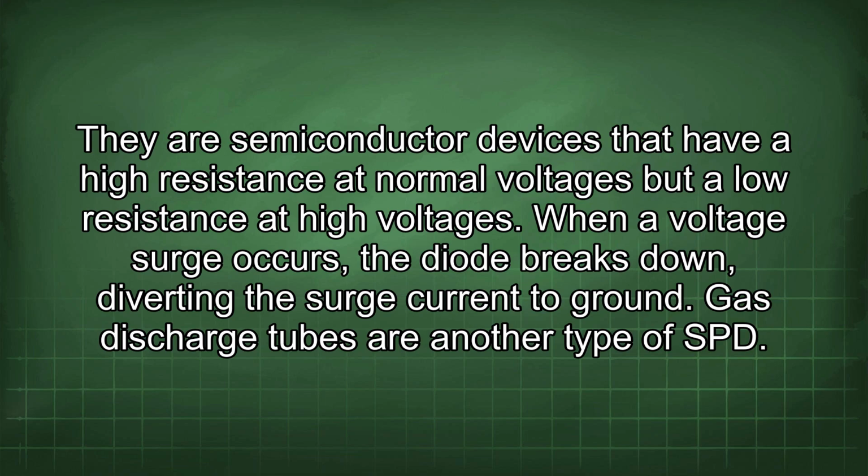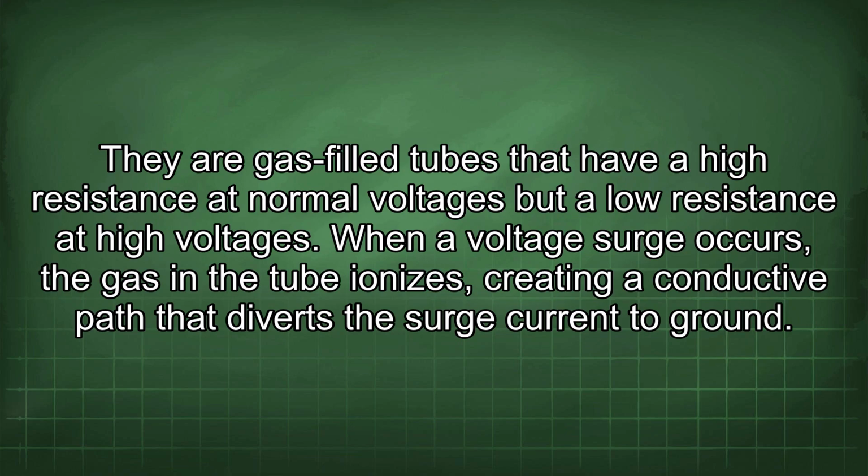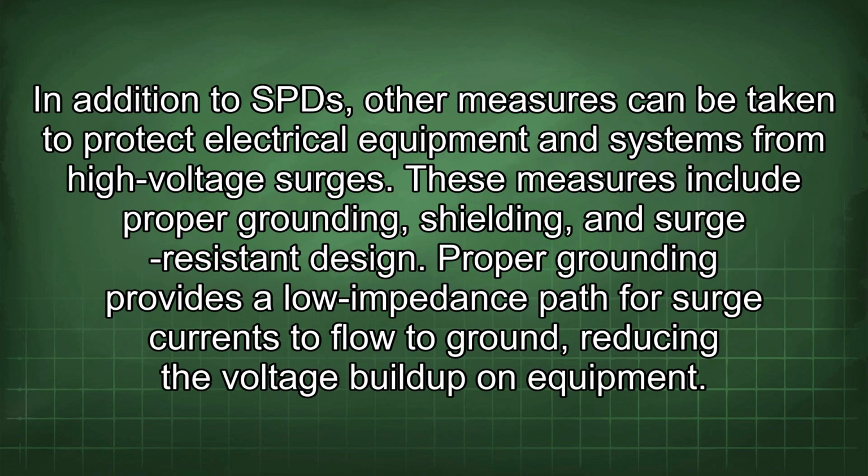Gas discharge tubes are another type of SPD. They are gas-filled tubes that have a high resistance at normal voltages but a low resistance at high voltages. When a voltage surge occurs, the gas in the tube ionizes, creating a conductive path that diverts the surge current to ground. In addition to SPD, other measures can be taken to protect electrical equipment and systems from high voltage surges.